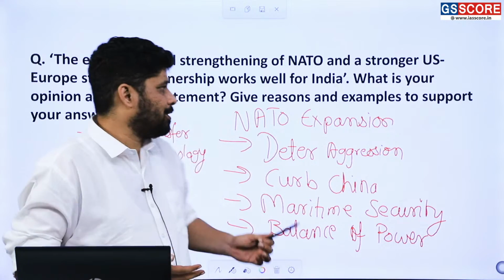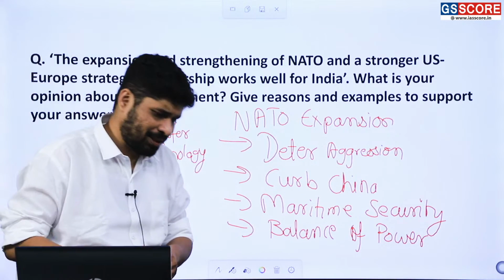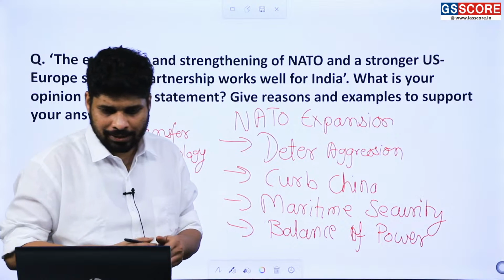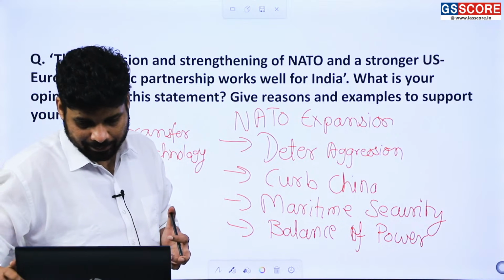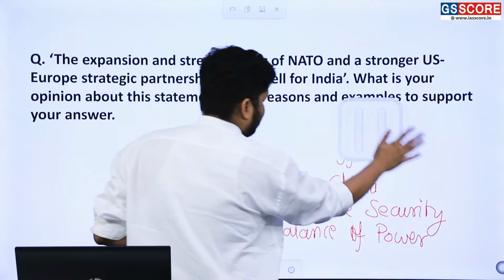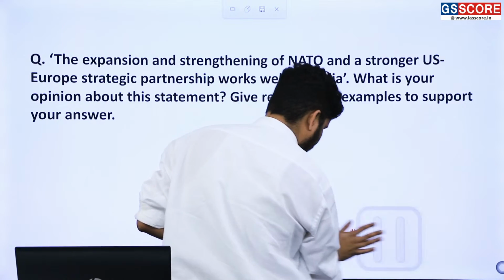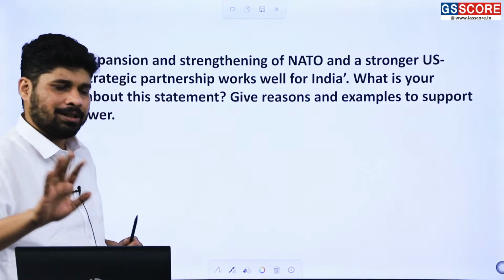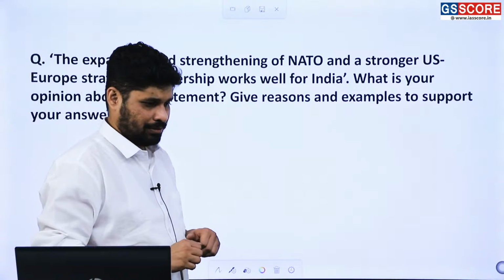I have said all these points, how it will affect. But is this all that easy? Basically no. Look, with respect to India, we have to understand NATO's expansion, and NATO coming close to India is good. We will have good relations with it. We want to have good relations with it.